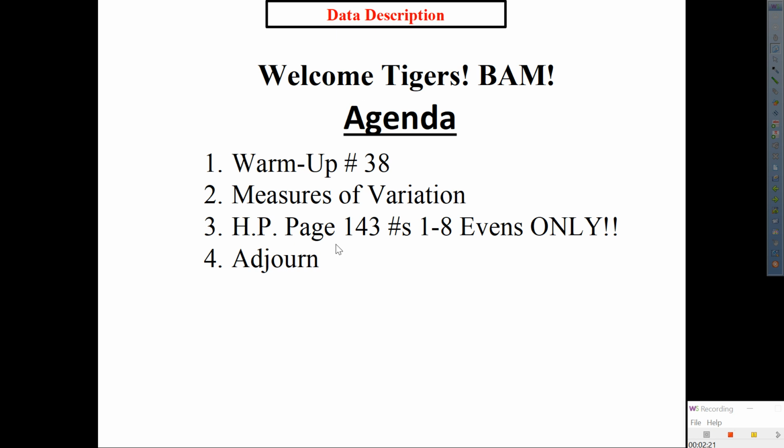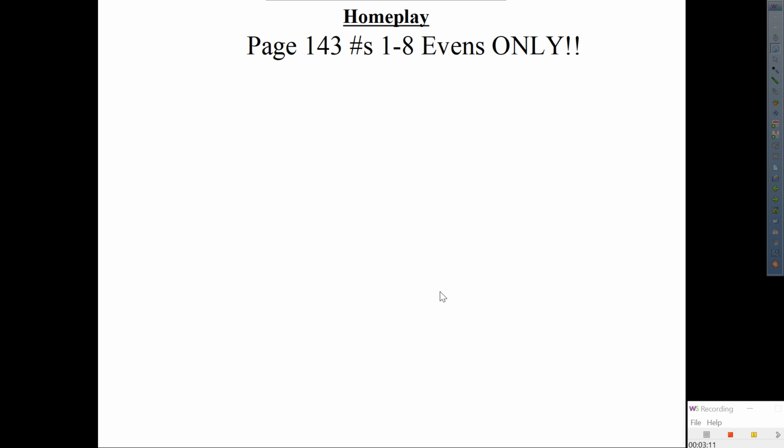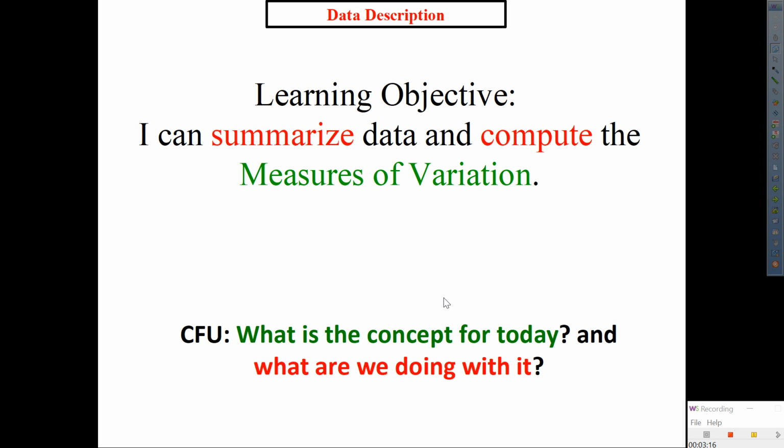And we got home plate page 143, numbers 1 through 8 evens. 1 through 8 evens. All right. We good? Yes, Mr. Q. So yesterday's home play was Act Like Tomatoes. Everybody did? Yeah? All right. And once again, tonight's 143, numbers 1 through 8 evens. All right, get a Cornell note ready. You do need a Frayer model. Get that set up, please.